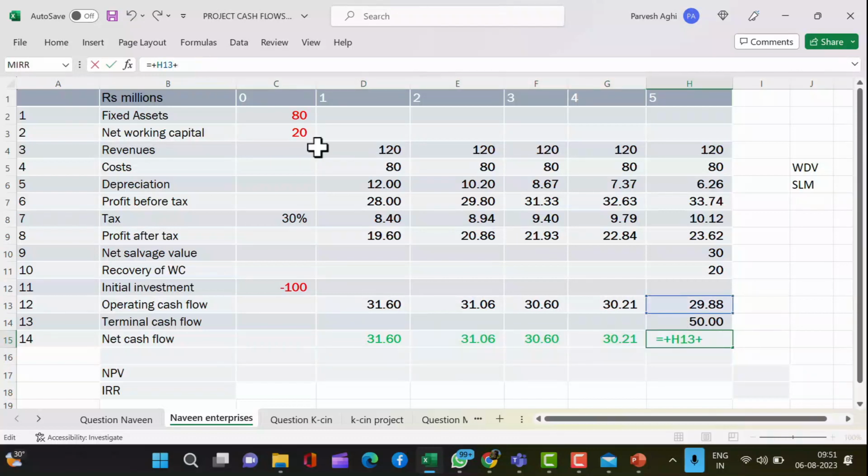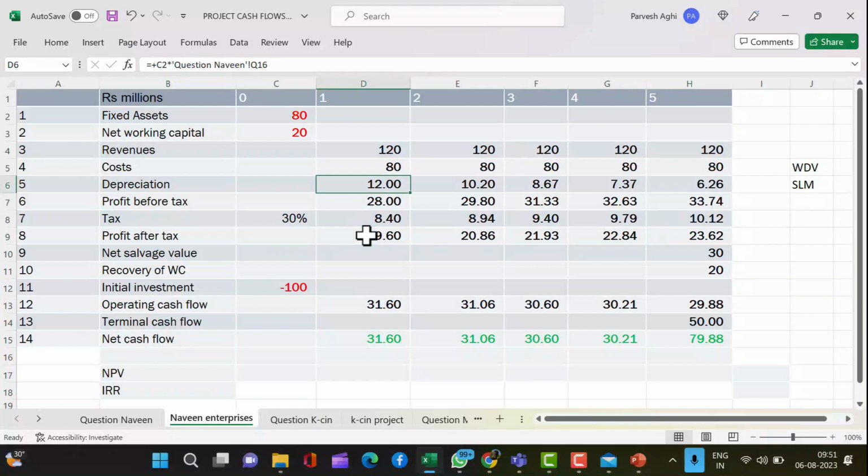Sir, why did we add depreciation in operating cash flow? Let me do it again. See, this is the cash. Now this is the profit, isn't it? Okay, this is the profit, and if we add depreciation, it will convert into cash inflow, because depreciation is not an expense which will involve cash outflow.